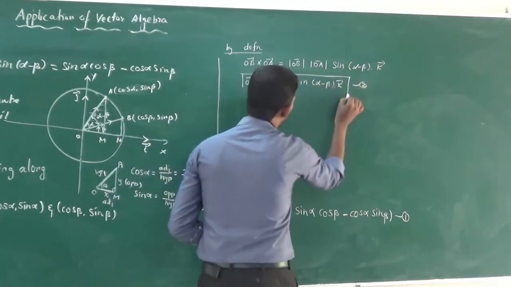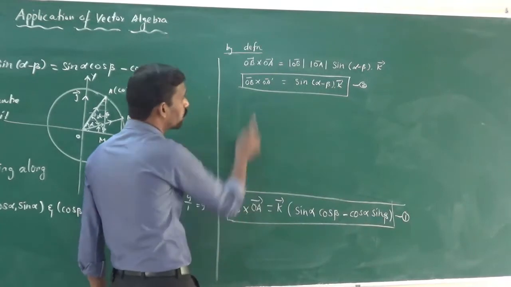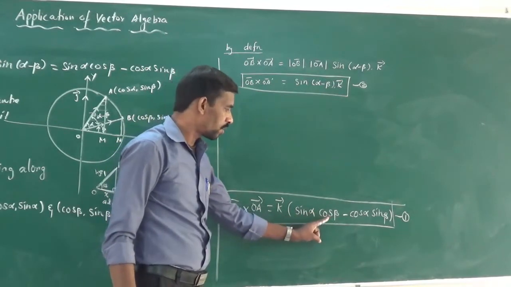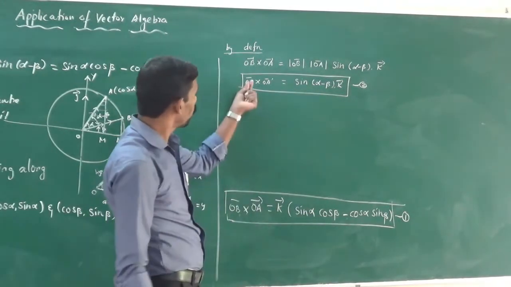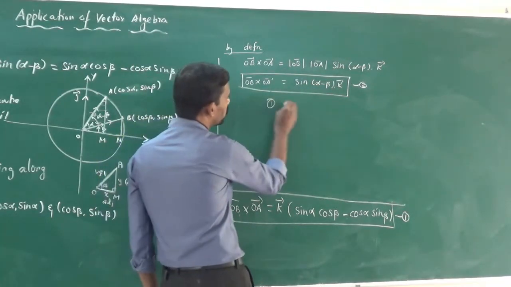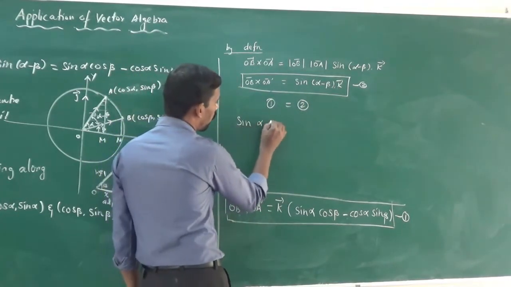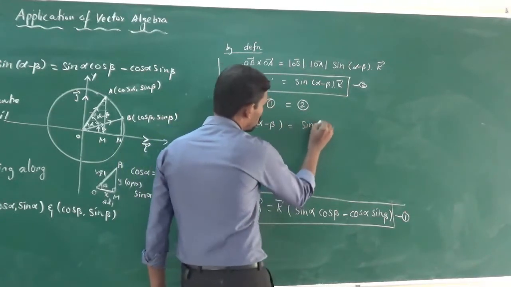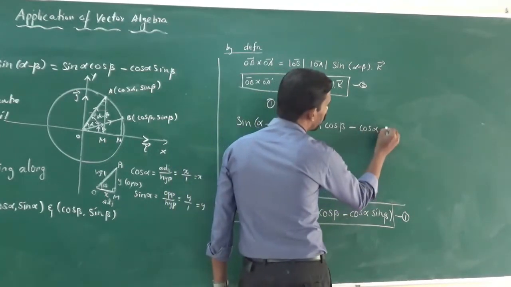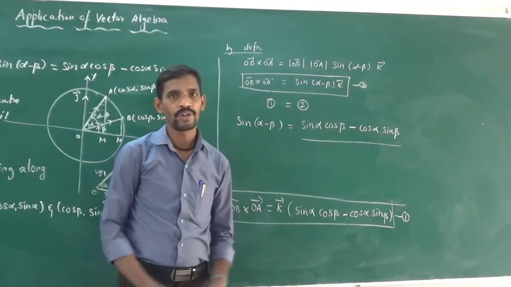You see, this is the first equation and this one is the second equation. OB vector cross OA vector is equal to k vector into sin alpha cos beta minus cos alpha into sin beta. OB vector cross OA vector is also equal to sin of alpha minus beta into k vector. So the first equation equals the second equation: sin of alpha minus beta is equal to sin alpha into cos beta minus cos alpha into sin beta. This is the final result, very important.